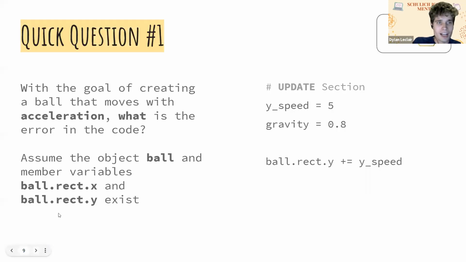And so I believe this takes us into our first quick question. Let's say that we have the goal of creating a ball that moves with acceleration, what I just talked about. What is the problem with this code over here? Some assumptions that you're free to make are that we have created the ball and it has the member variables ball.rect.x and ball.rect.y. I'll stick with the terminology that we've been getting more familiar with, right? So without further ado, hopefully we'll have a poll popping up here.